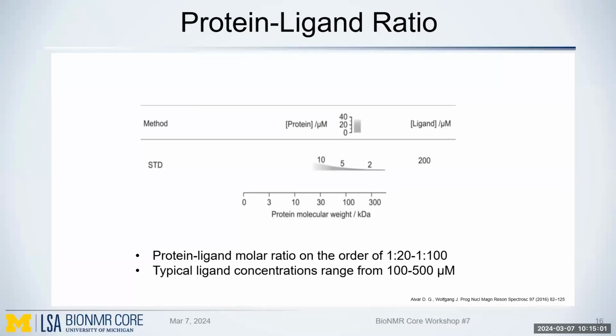And the ligand concentration does not have to be exactly 200 micromolar. The range is from 100 to 500 micromolar. Also, this depends on the solubility of the ligand in the aqueous buffer. So the ratio generally is 1 to 20 to 1 to 100.